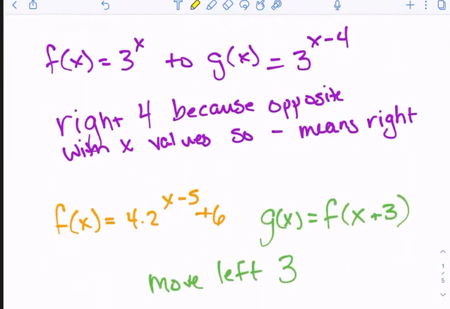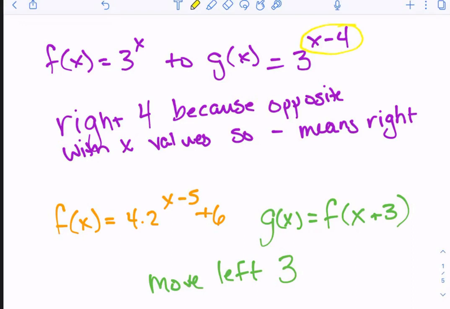Okay, then we've got f of x equals 3 to the power of x, g of x equals 3 to the x minus 4. So the change is the minus 4, and it's with the x value in the exponent. So anything with the x value is going to be opposite. So when it says minus 4, it's really moving in a positive direction. Because it's the x value, the positive direction is to the right, so it would be moved right 4.